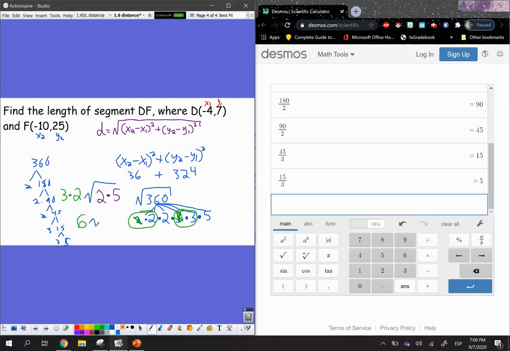Square root of 2 times 5, which is 10. And so our simplified answer is 6 times the square root of 10.